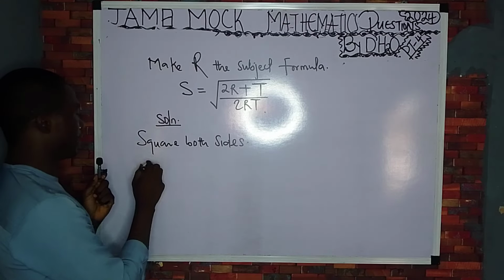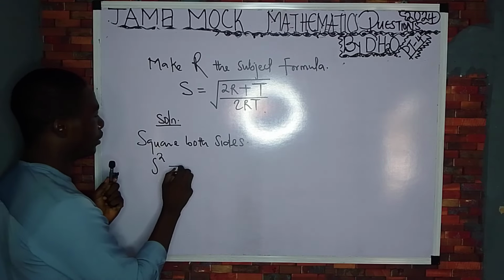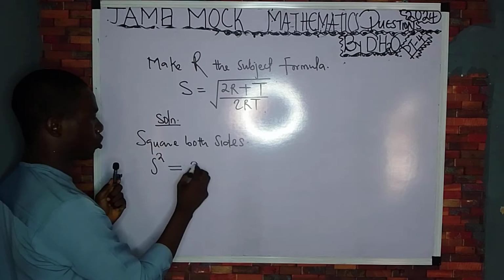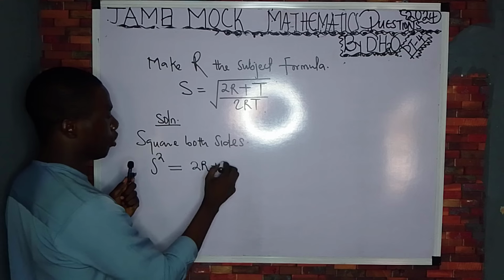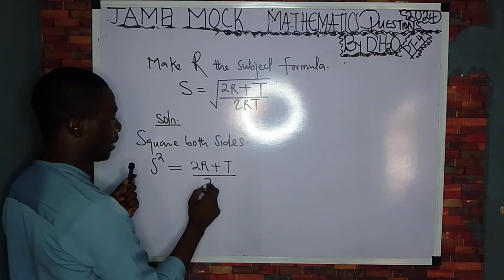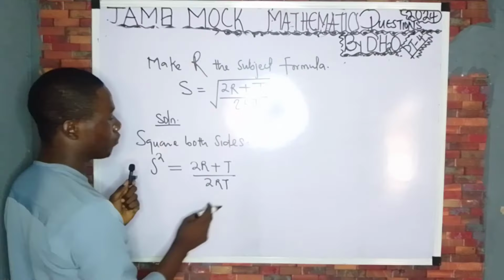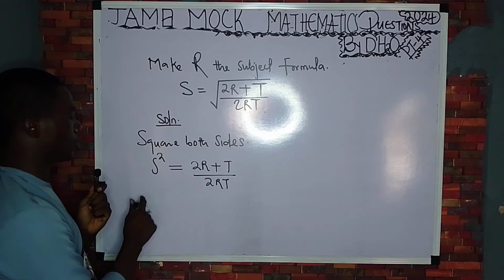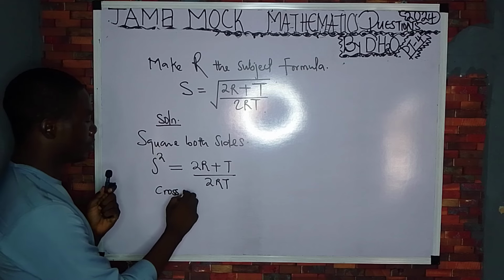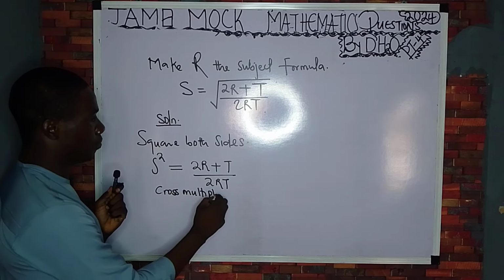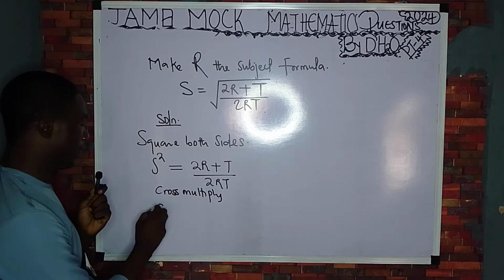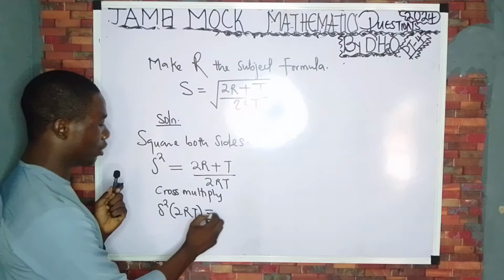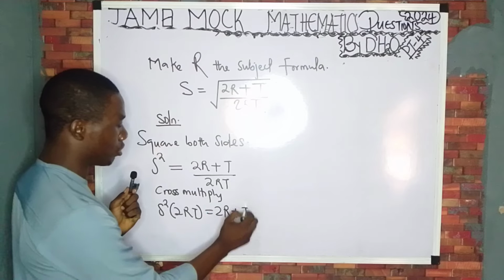If you square x, you have x squared is equal to, if you square this, the square will cancel the square root, so you have (2r plus t) all over (2r minus t). And if we have this, we can cross multiply. So when we cross multiply, we have x squared times (2r minus t) equals 2r plus t.